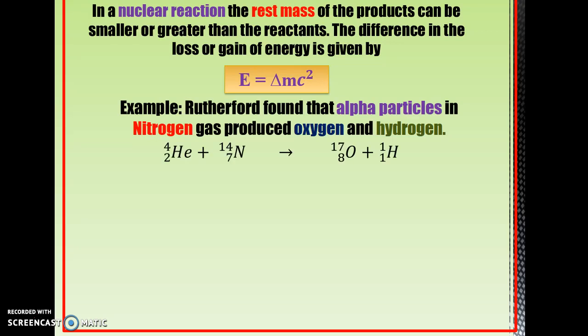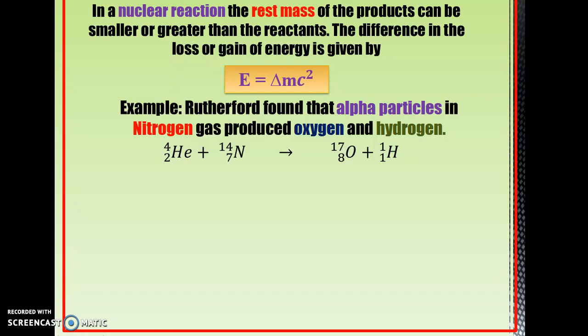So check your equation. You're starting off with alpha particles inside nitrogen gas, and that would produce the hydrogen particles and the oxygen. Did you note that there was a number 17 here? That is because the 4 plus 14 has to balance. It's a total of 18 at the top, and 17 and 1 has to be 18. So we know it's an isotope of oxygen. We have covered this reaction before.